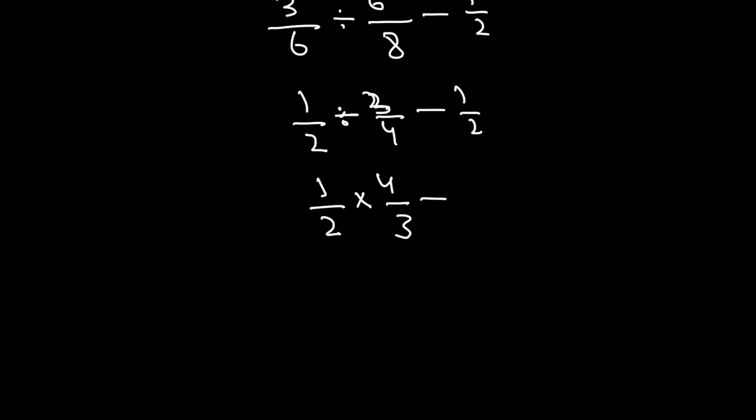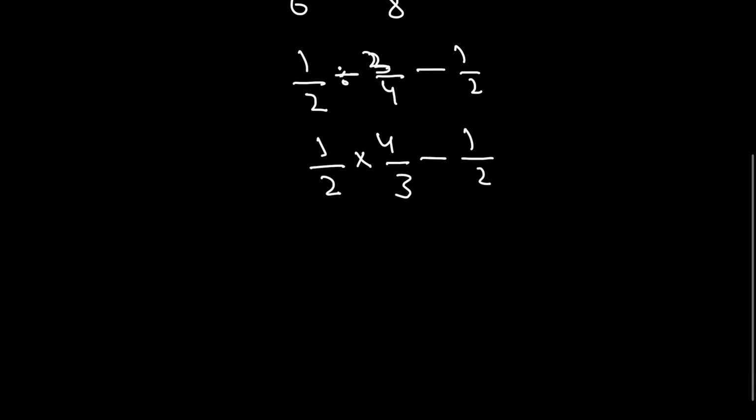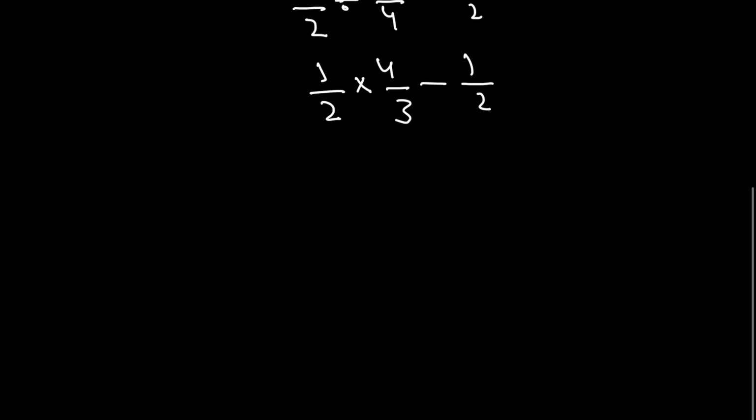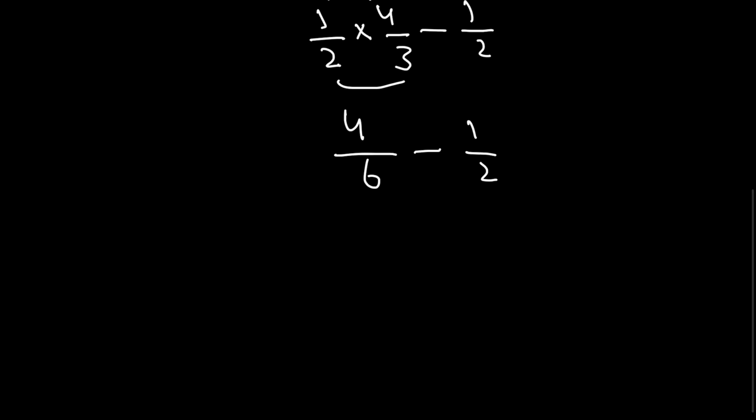And now let's first simplify the multiplication. Multiply numerator by numerator and denominator by denominator. So 4 over 6 minus 1 over 2. And now we simplify this also: 4 over 6 means 2 over 3, minus 1 over 2.